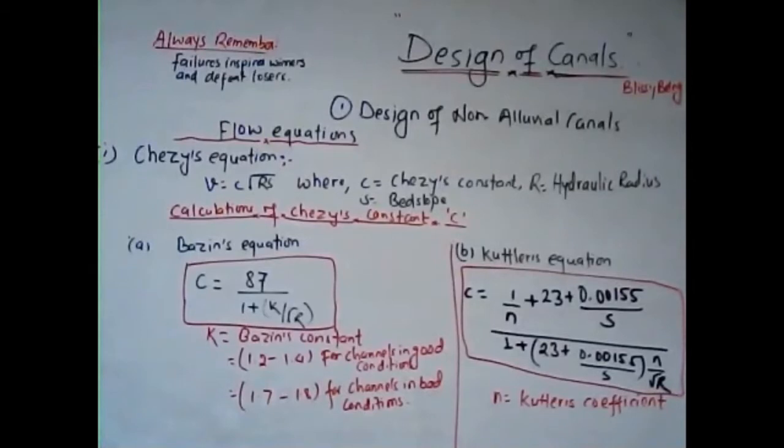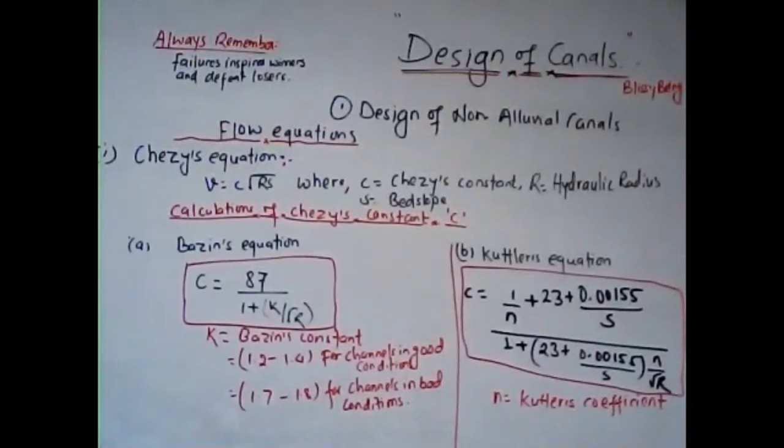Bazin suggested that the value of Chezy's constant C can be determined from C equals 85 divided by 1 plus K by root R, where R is your hydraulic radius and K is Bazin's constant. The value for a good channel is taken as 1.2 to 1.4, and for a channel in bad conditions, the value of Bazin's constant can be taken in the range of 1.7 to 1.8.